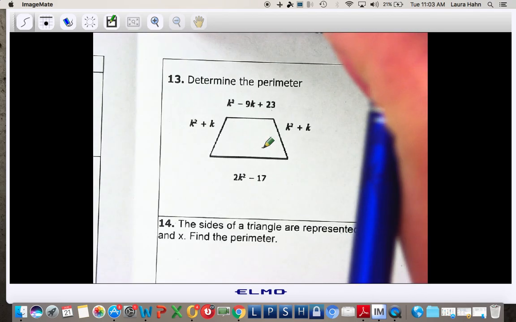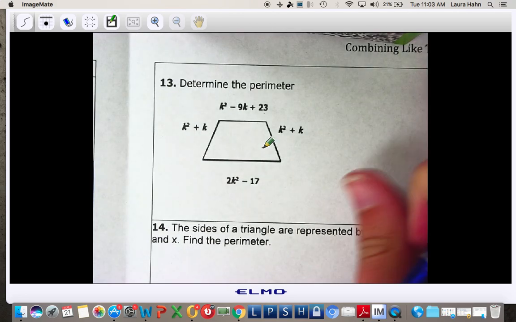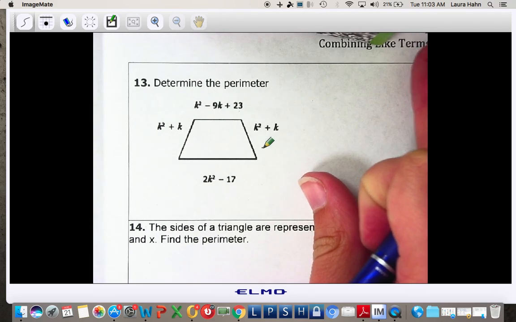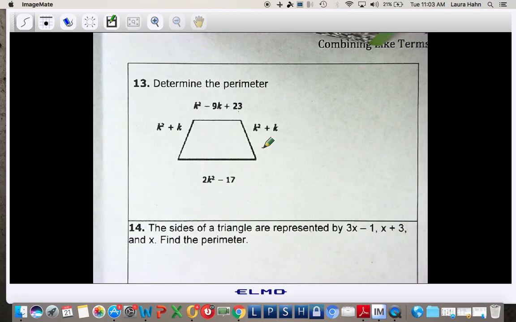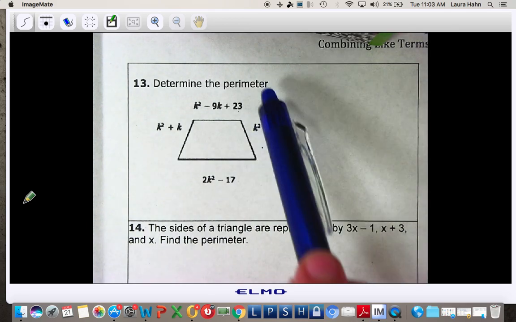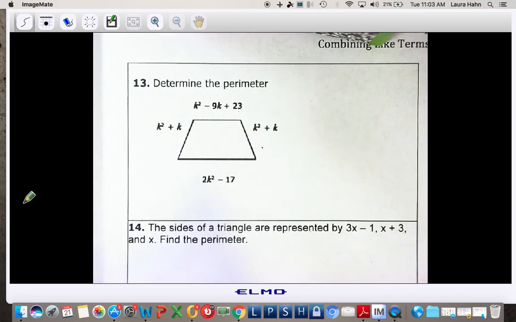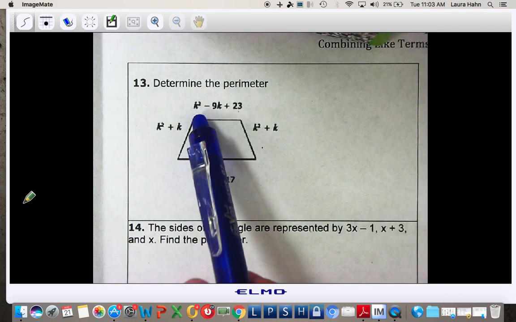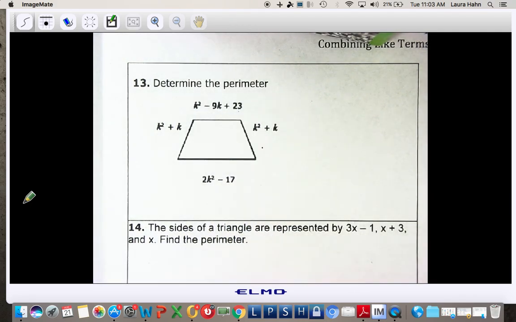All right, moving on to 13. Same type of situation, but this time we have one more side to worry about. All right, so as I look around, I know it's perimeter, so I'm going to be adding these up. So I'm going to take what looks alike and add them together. So I see k squareds, I see k's, and I see regular numbers.